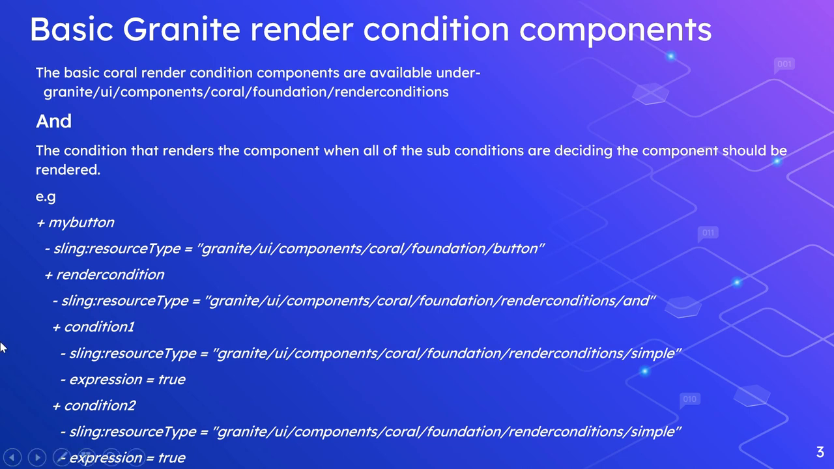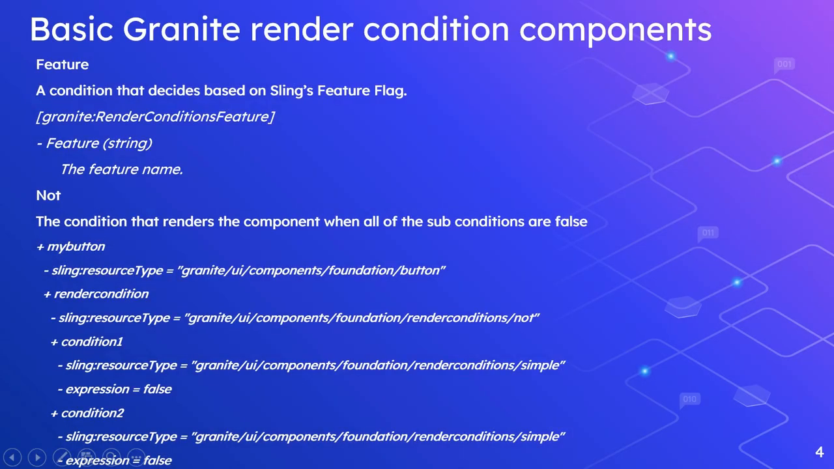Now if you see here, I have a button enabled with a render condition, where the basic type is and. Then I have two simple conditions as child conditions. These two conditions should be met to display this specific button. Another basic type is feature. Feature is used to render the elements based on the Sling feature flag. Here you can specify the feature name, and based on the feature flag condition, the specific element is displayed or hidden.